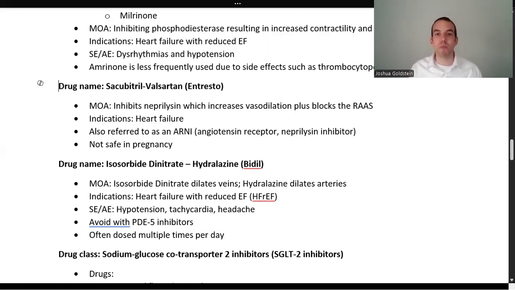And what is the drug? Isosorbide dinitrate dilates the veins. Hydralazine dilates the arteries. What do we use this for? Again, this is another one for HFrEF. And again, this is not a first-line drug. This is if the other medications are not working or if they're having exacerbations.